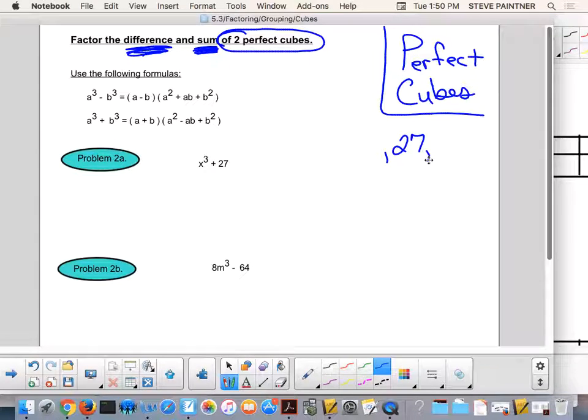Who said 1? Aaron says 1, because 1 times 1 times 1. 8, 2 times 2 times 2. 3 times 3 times 3. 4 times 4 times 4, 64. 5 times 5 times 5.